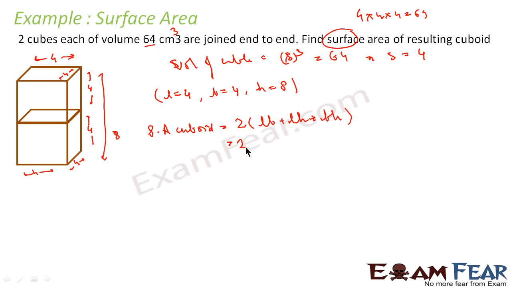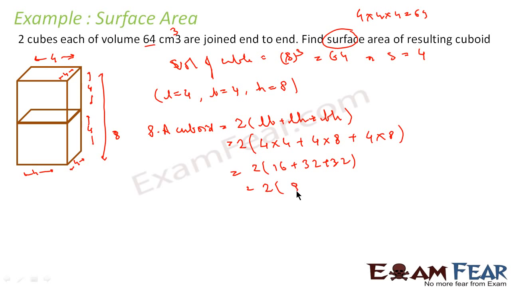So we use the formula, 2 into length is 4, breadth is 4, plus length is 4, height is 8, plus breadth is 4, height is 8. Correct? So we solve this as 2 into 4 into 4, 16, 32, and 32. So this becomes 2 into 64 plus 16, 80, 2 into 80, and this is 160.